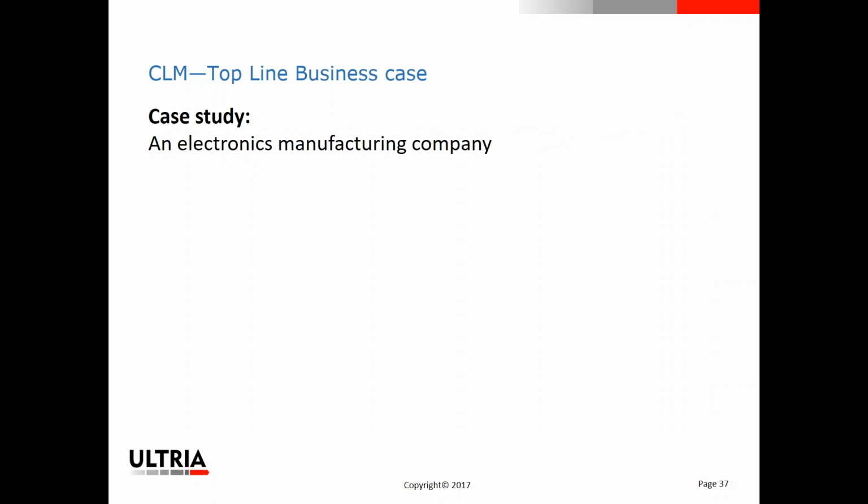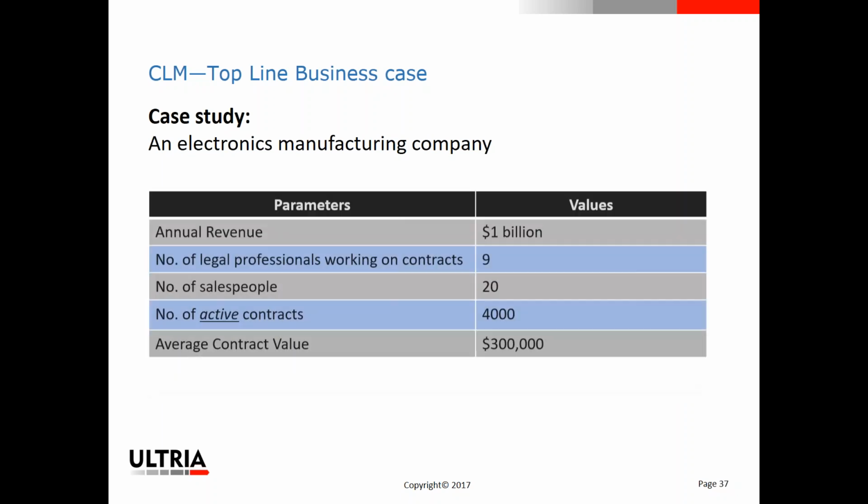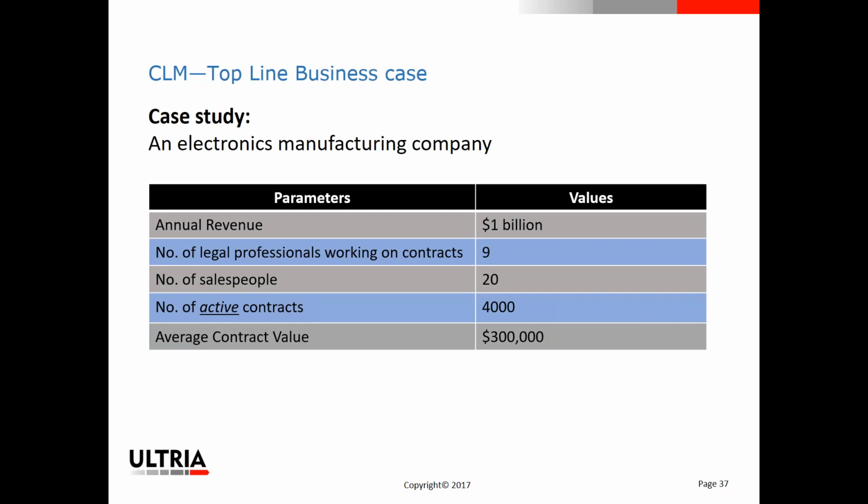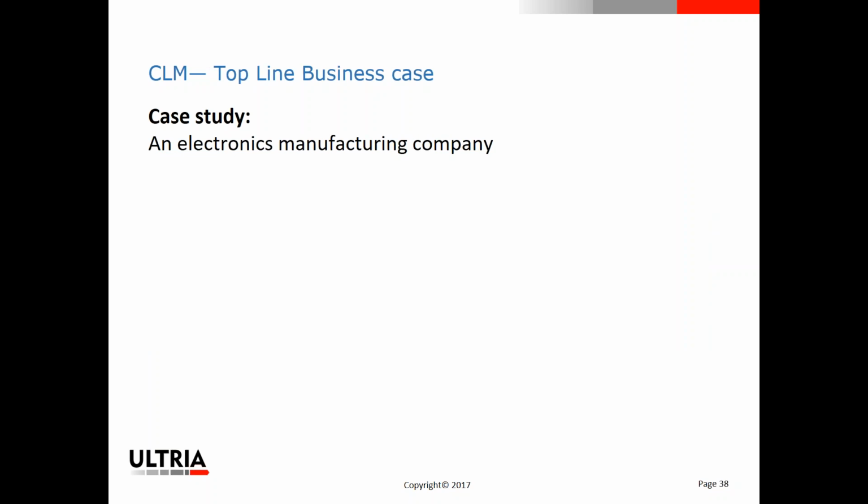So in the last couple of minutes of our time today, I'll walk quickly through two business cases, one top line and one bottom line, just to show how these various value calculators or value levers can be assembled. So let's take a straightforward scenario of a billion-dollar company. I've got 9 folks working on contracts, 20 sales folks, about 4,000 active contracts in a given year. My average contract value is $300,000, just for giggles.